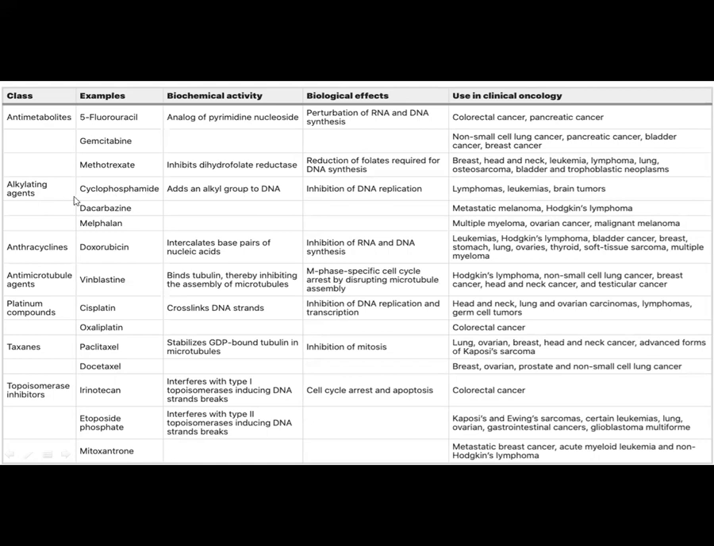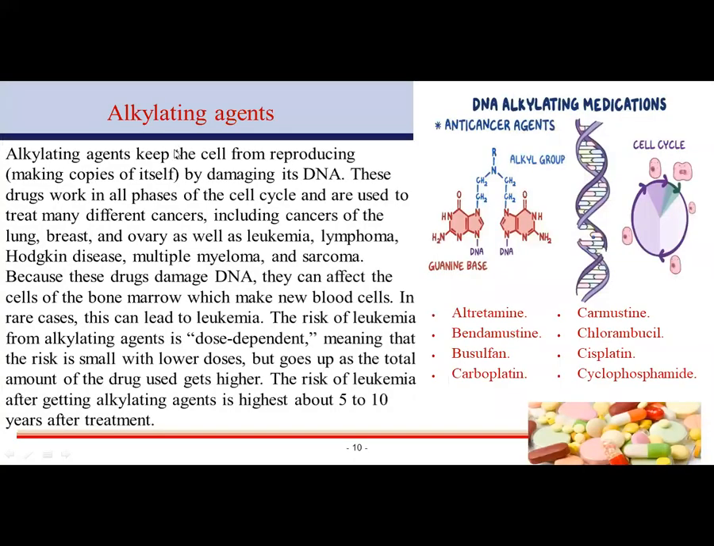Alkylating agents. Cyclophosphamide adds an alkyl group to DNA, inhibiting DNA replication, and is used for lymphomas, leukemias, and brain tumors. Dacarbazine is used for metastatic melanoma and Hodgkin's lymphoma. Melphalan is used for multiple myeloma, ovarian cancer, and malignant melanoma. Anthracyclines and many more drugs follow, with their uses in clinical oncology, biological effects, and biochemical activities. Alkylating agents.